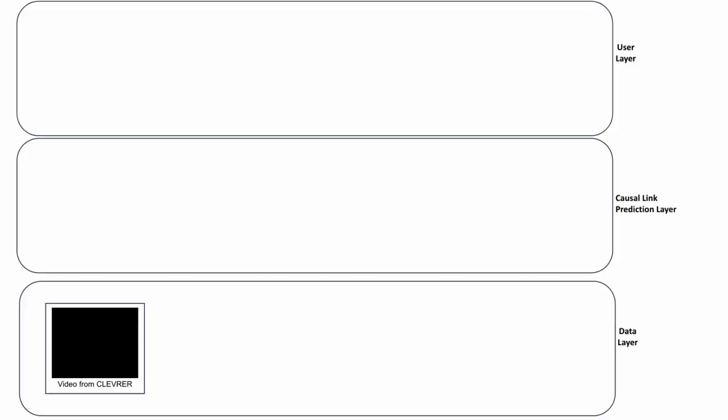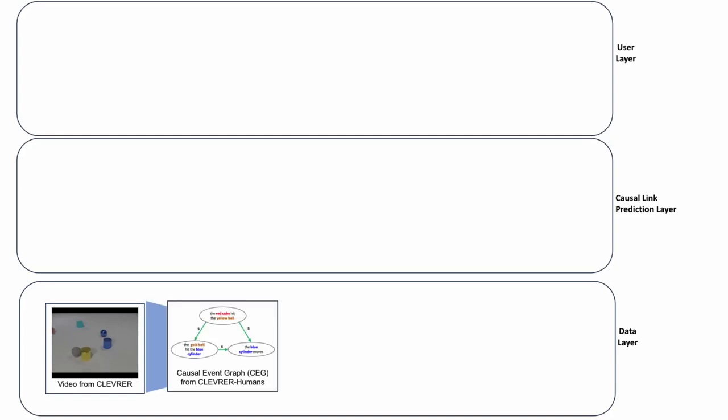The first layer is the data layer, which consists of video from Cleverer dataset. This is a simulated video dataset involving collision between multiple objects in a scene. And a causal event graph from Cleverer Humans, which is a visual causal reasoning benchmark dataset. It consists of a graph of events occurring in Cleverer with edges labeled by human annotators. The labels on the edges denote the weightage of causal links between the two events.